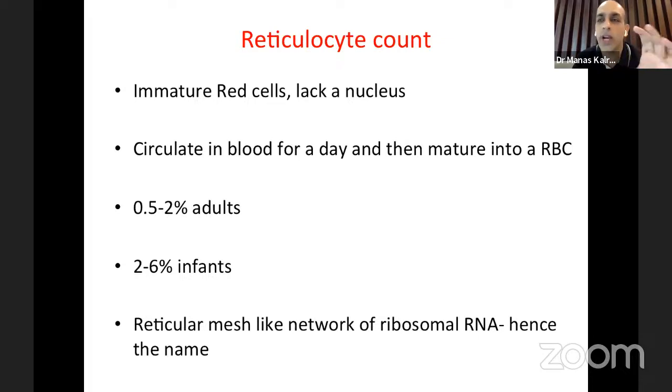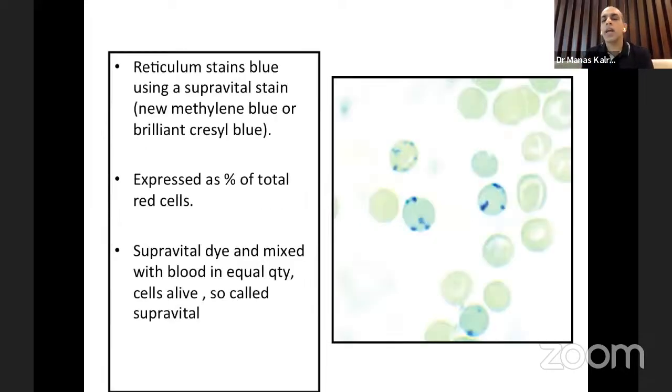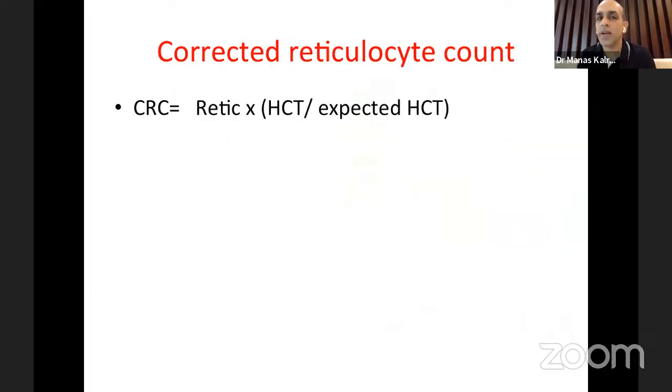Now, I'll just briefly tell you about retic count, because retic is something that hematologists are obsessed about. What is retic? Retics are immature red cells. They are the young RBCs that come out. Because if there is too much destruction or too much blood loss, then the body tries to produce a high amount of retics. The normal retic count in a patient is around 0.5 to 2%, and younger children will have high retic. The retics are young, they are large with high MCV, and they need supravital staining. They need a special stain and they appear blue in color when we look at the retic count.